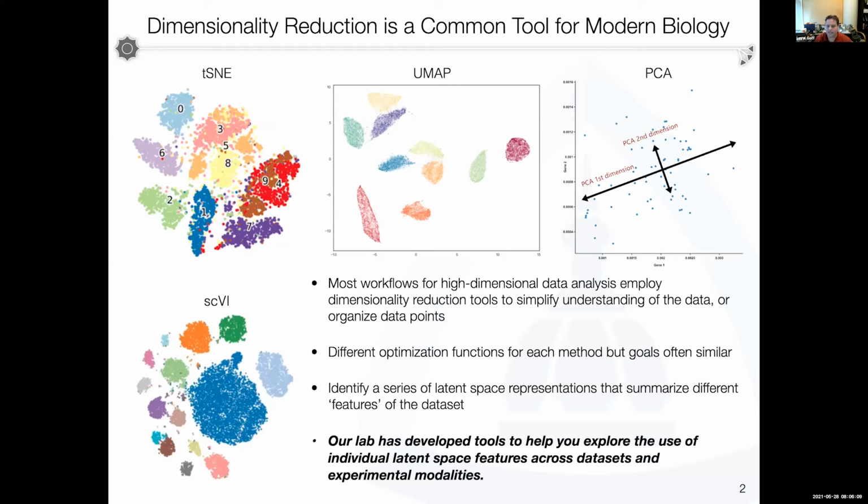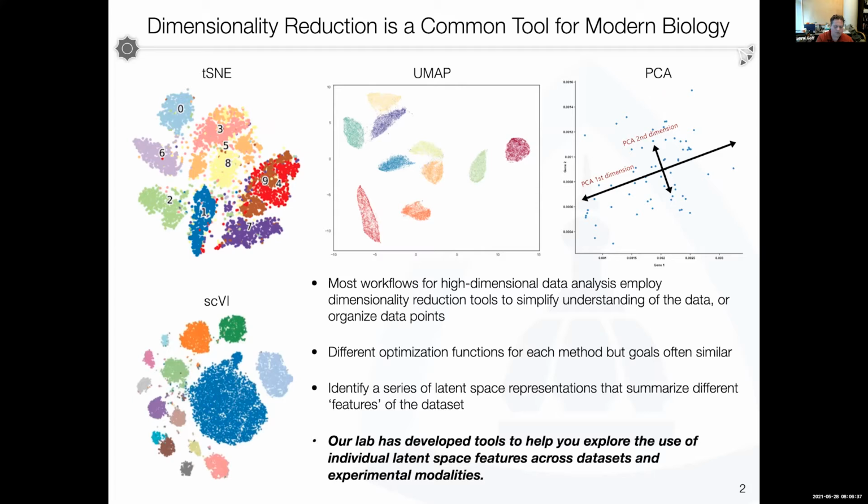So we have this high dimensional data set that we want to reduce into a meaningful set of latent spaces. Most of these methods accomplish the same goal, but have different optimization functions. Under the hood, each of them is identifying a series of what we call hidden dimensions or latent spaces, latent representations of different features that summarize biological properties and or technical properties such as noise of the data.